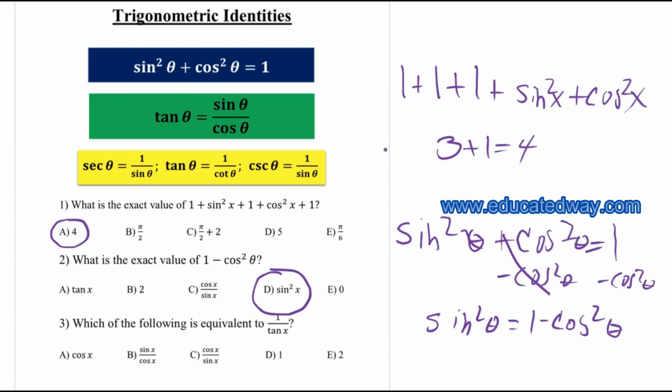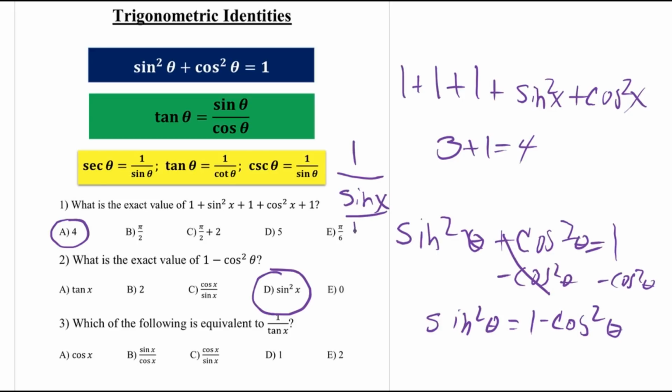Number 3. Which of the following is equivalent to 1 divided by tan x? Well, tan theta is sine over cosine. So let's substitute tangent with sine over cosine. So we get 1 over sine x over cosine x. Remember, 1 over anything, we just flip the bottom, and we get cosine x over sine x, and cosine over sine is right here. Answer choice C.